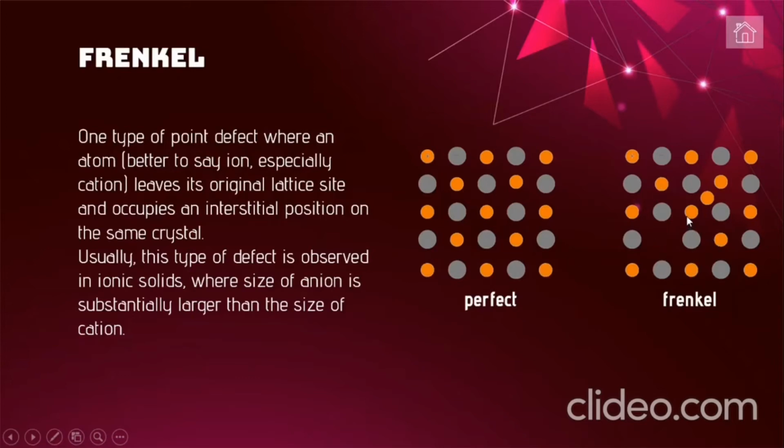As we can see, the cation is moving from its original lattice site to an interstitial position in the same crystal. This cation right here is supposed to be here, but since it has moved to around here, this is what causes the Frenkel defect.